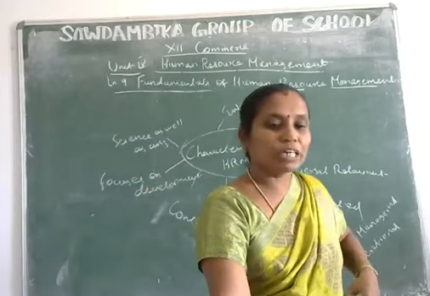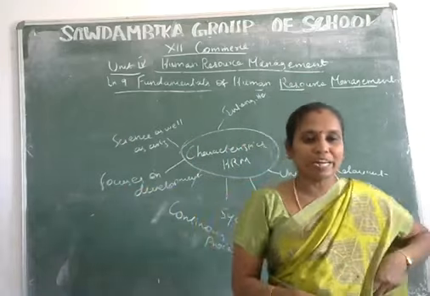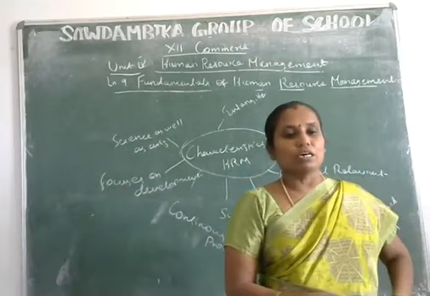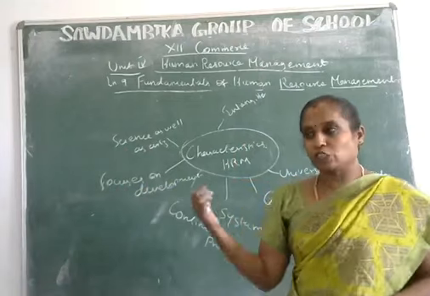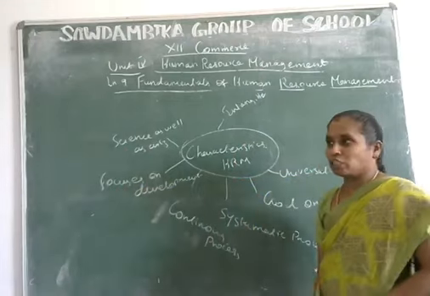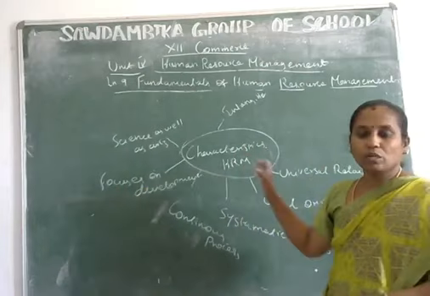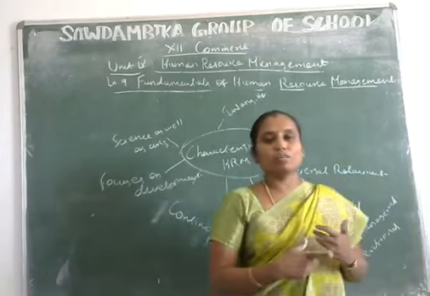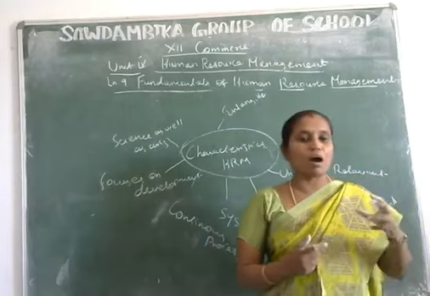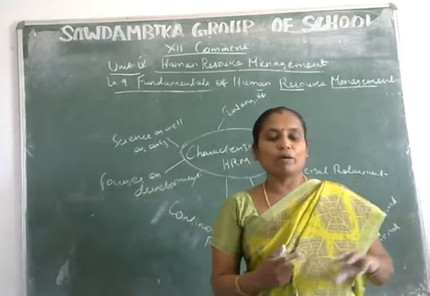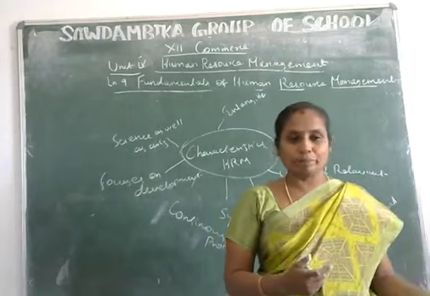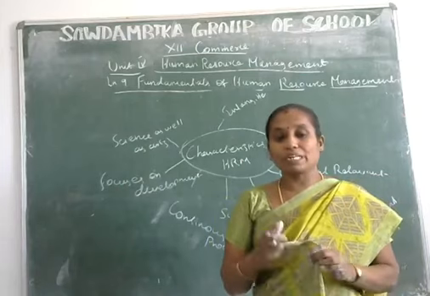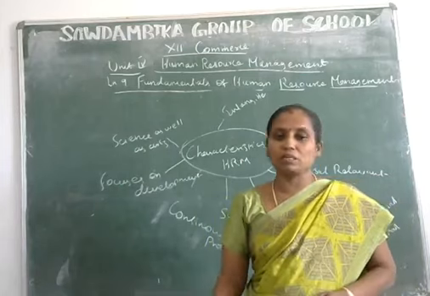HRM means the branch of management that deals with managing human resources. Managing human resources is HRM, or human resource management. The characteristics of HRM: number one is universal relevance, which means characteristics and skills vary from one person to another, but it has to be applicable to all levels in the organization.